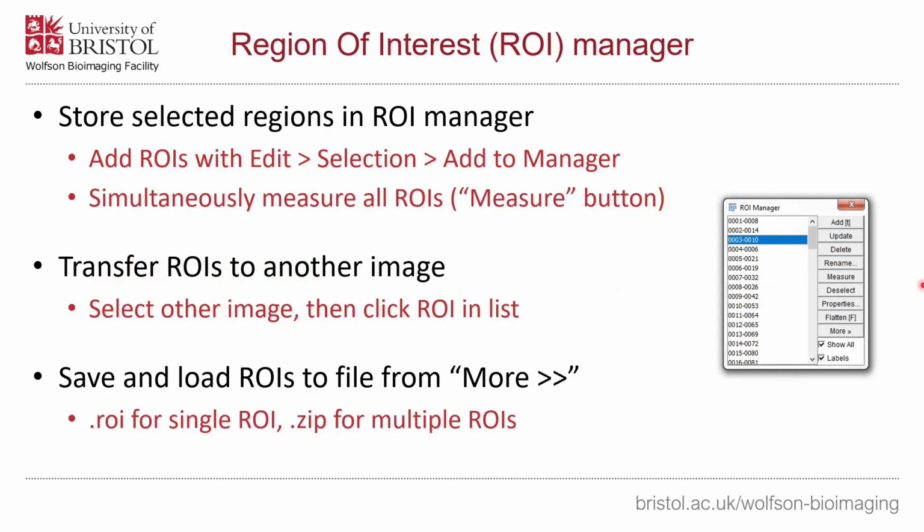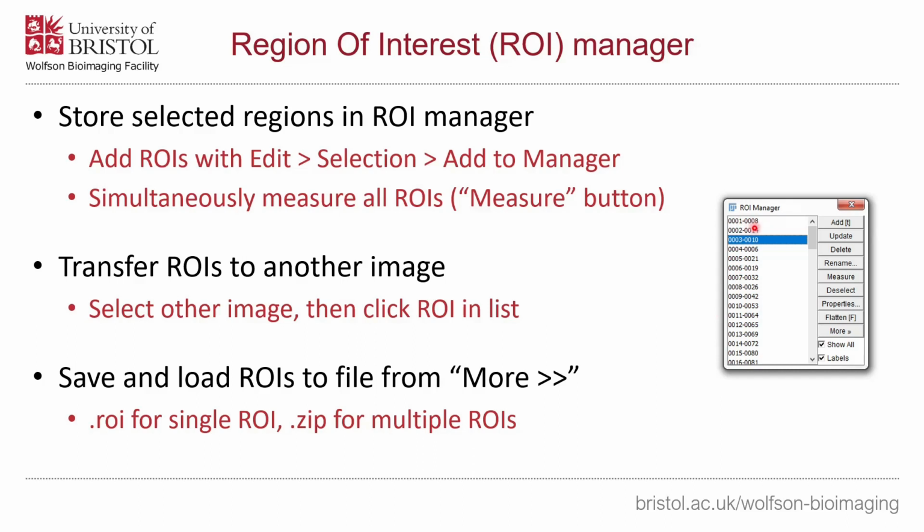Now that we've got our regions, we maybe want to store them for use later on, or possibly even just transfer them over to a different image. For that, we can use the Region of Interest Manager. Once we've got a region selected on our image, we can add a region of interest by going to Edit, Selection, Add to Manager, or hitting Control-T on the keyboard. What this will do is add it to the manager, so you'll get a new entry here.